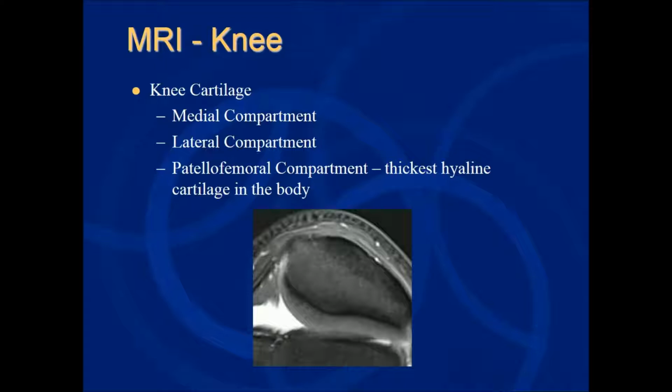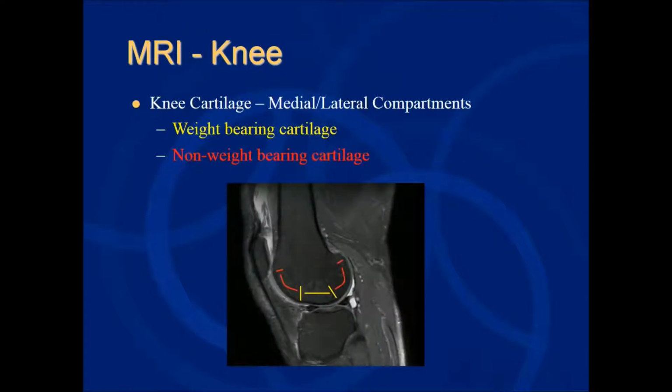Here's an axial image showing the patella. The patellar cartilage is thick, homogeneous in signal. The cartilage of the patella is the thickest hyaline cartilage in the body, so keep that in mind when trying to assess for the cartilage thickness. At the medial and lateral compartments, it's generally thought of as the weight-bearing and non-weight-bearing cartilage. You can see the yellow line indicating the weight-bearing and the red lines indicating the anterior and posterior non-weight-bearing cartilage of the femoral condyle.